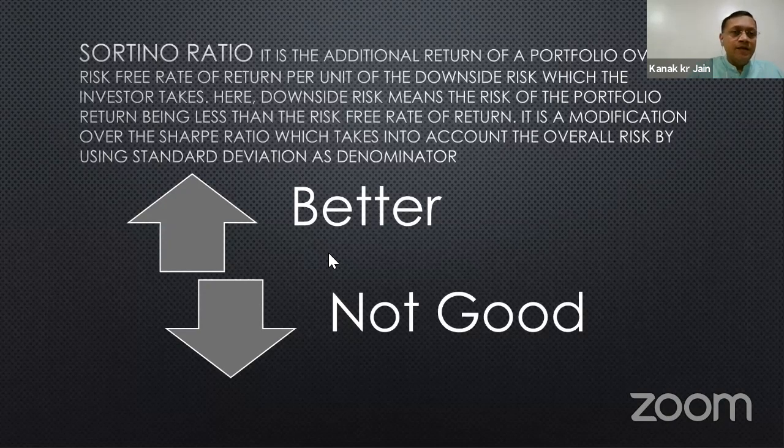Okay, 14 ratio. What is it? This is again average return per unit of downside risk. How much downside can go, how much is that risk, and versus that, what is your return. So there also, the higher it is, the better.